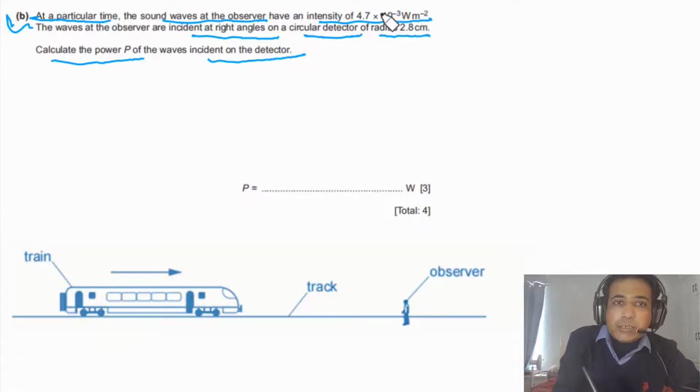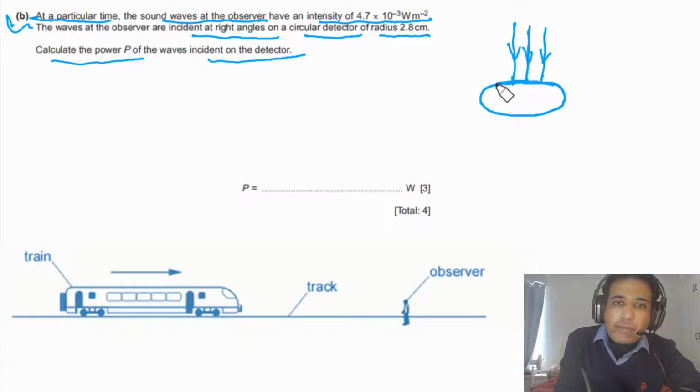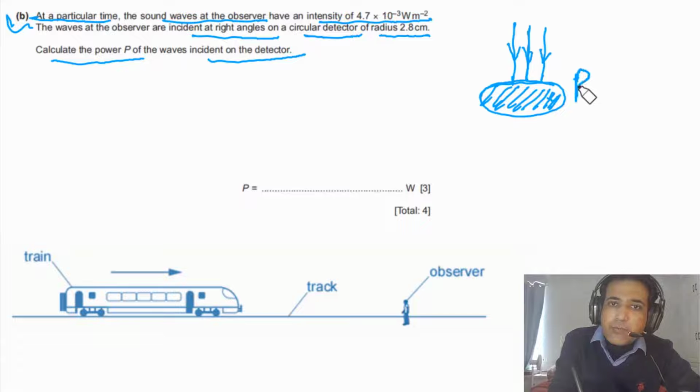So in this case, the intensity of the waves is given to us. So simply we can imagine waves, they have certain intensity. So we can imagine these are the waves, they are coming with certain intensity. And one detector is placed in front of them, and we can calculate the area of this detector. So this one is our detector. So the question is simply asking us what is the power reaching this surface. So power simply is equal to intensity times area.